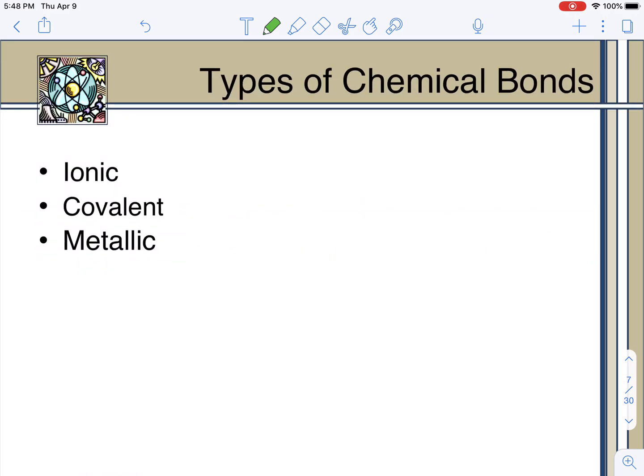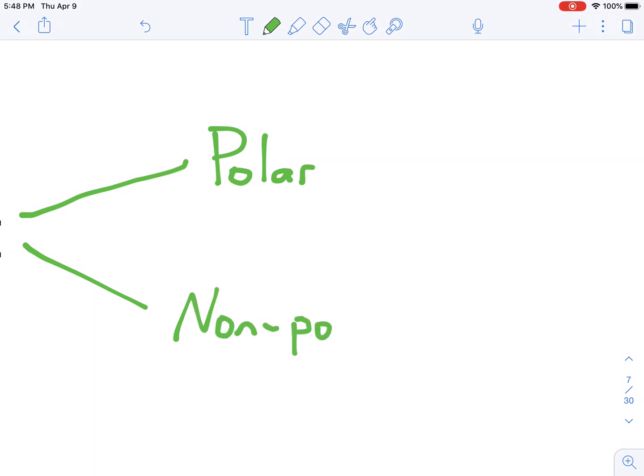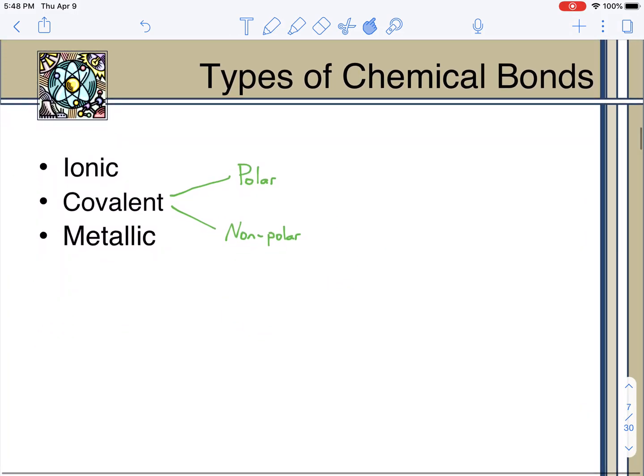So we're going to look at a few different types of chemical bonds today: ionic, covalent, and metallic. And we'll also actually split covalent into 2 broad categories. We're going to talk about polar covalent bonds. Those are really cold. And nonpolar covalent bonds. This actually has nothing to do with temperature. It means something else, but we'll get there in a second.